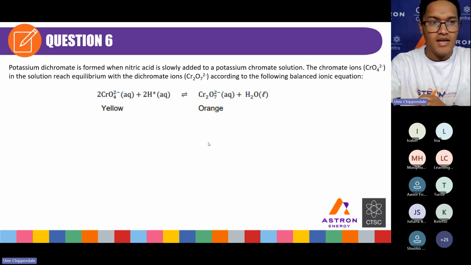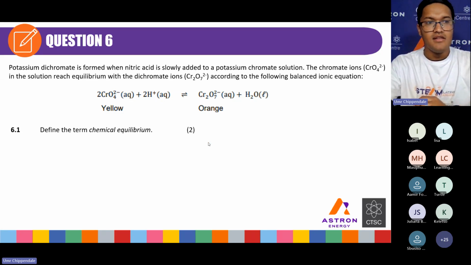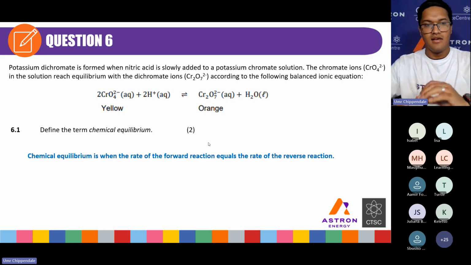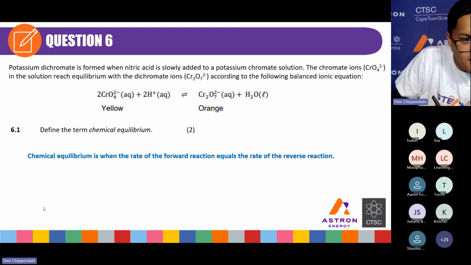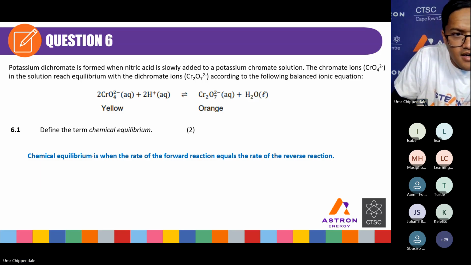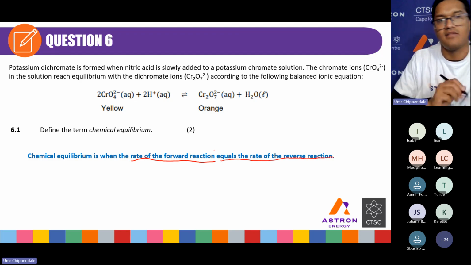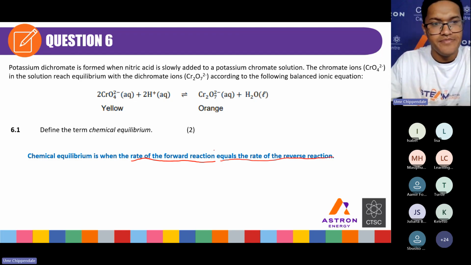Then for question 1, it asks from us, define the term chemical equilibrium, and it's worth 2 marks. So this is what you'll need over here. Unfortunately, this time I did not underline where you'll get your marks, but here you will say that chemical equilibrium is when the rate of the forward reaction is equal to the rate of the reverse reaction. Right, so those are the 2 different parts that you'll have.